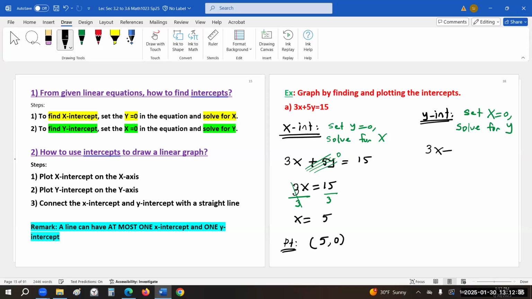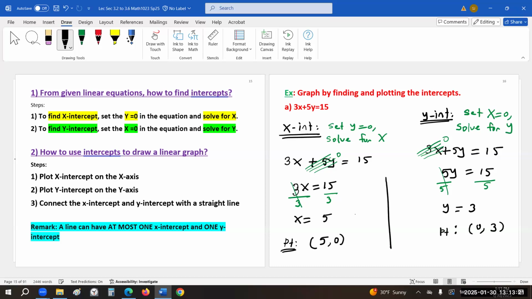So we have 3x plus 5y equals 15. When we set x equals 0, the entire x term vanishes. So basically we're erasing the 3x. Now what is left? 5y equals 15. And to get y alone, divide by 5. So how much is y? 3. As a point, (0, 3). See, x is 0 because we set x to be 0, and whatever we have, that's the y.